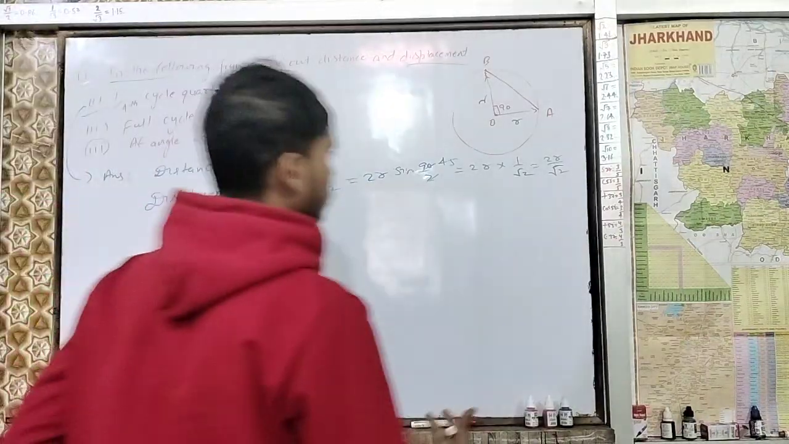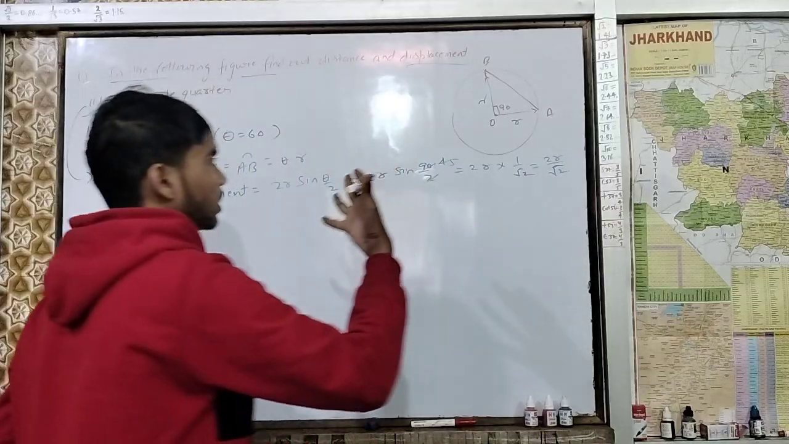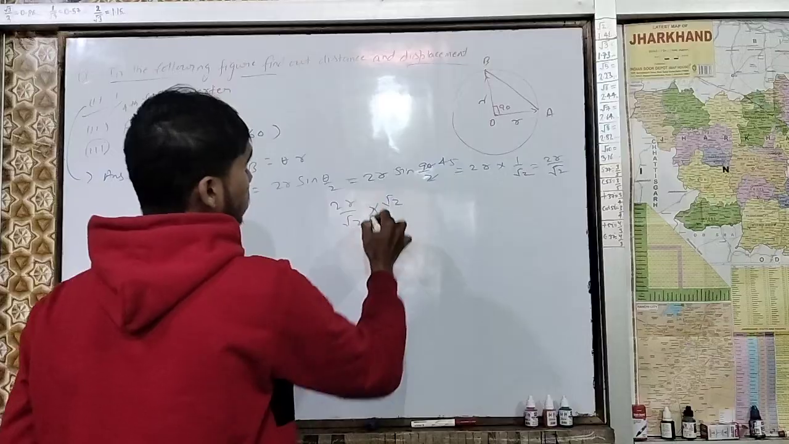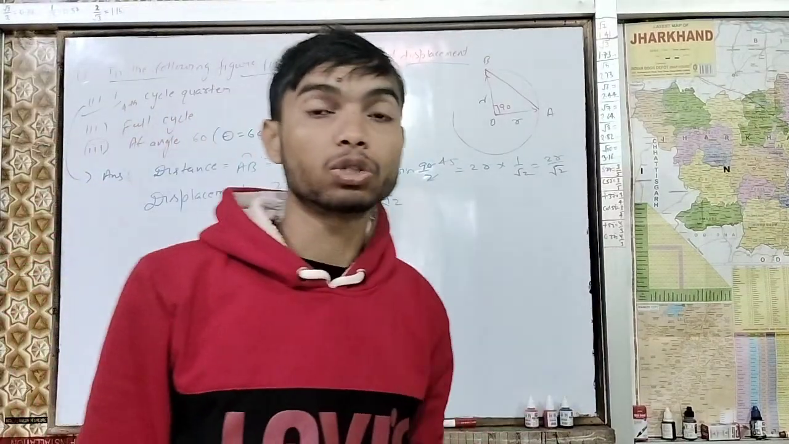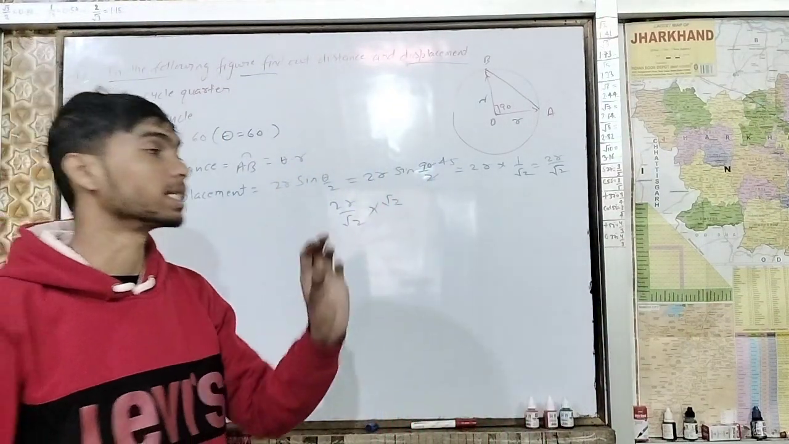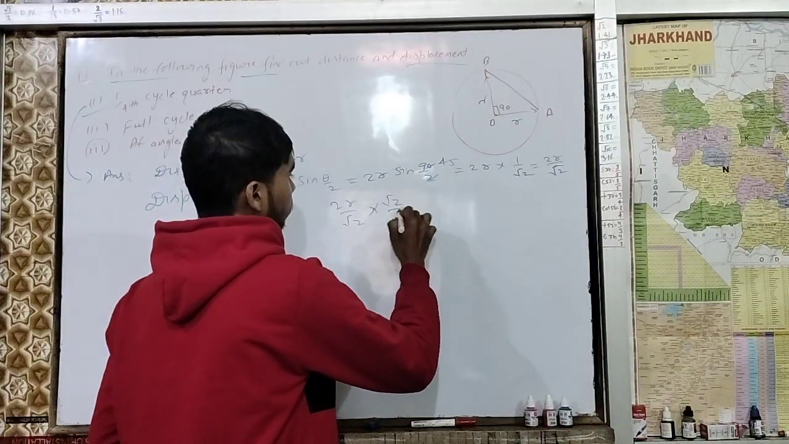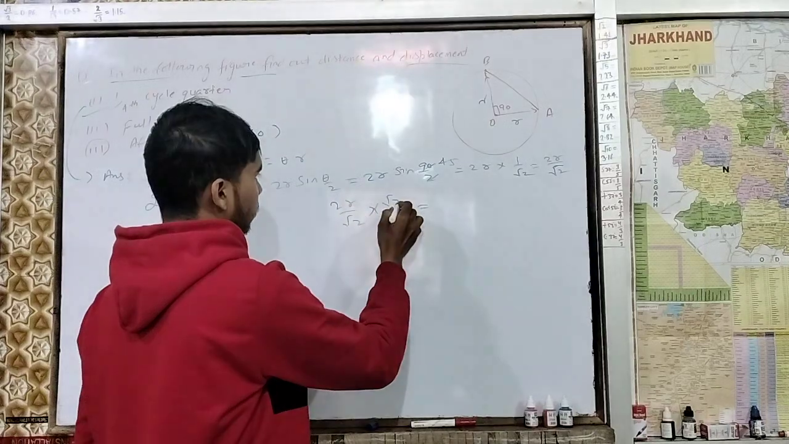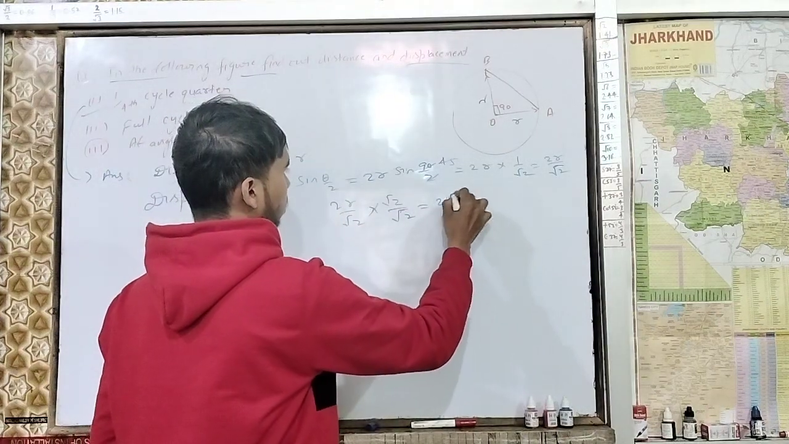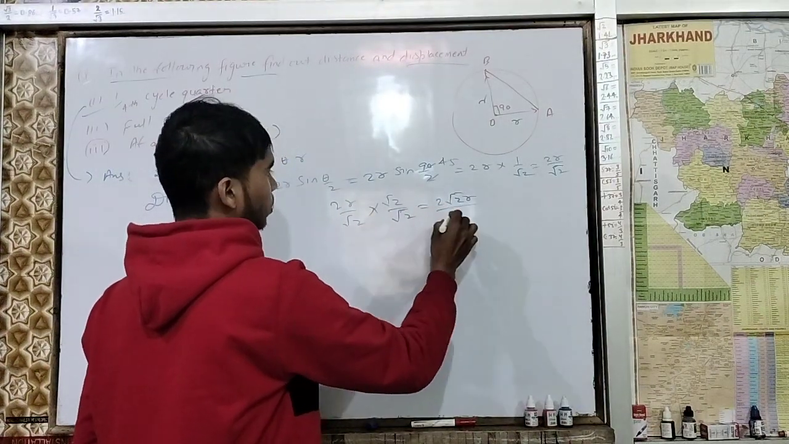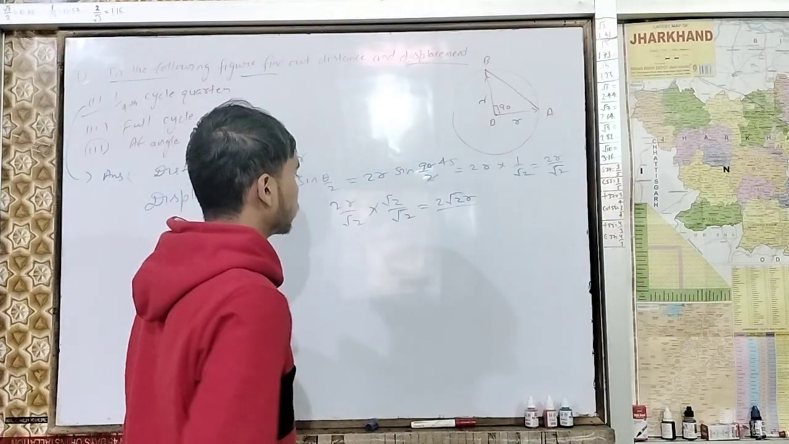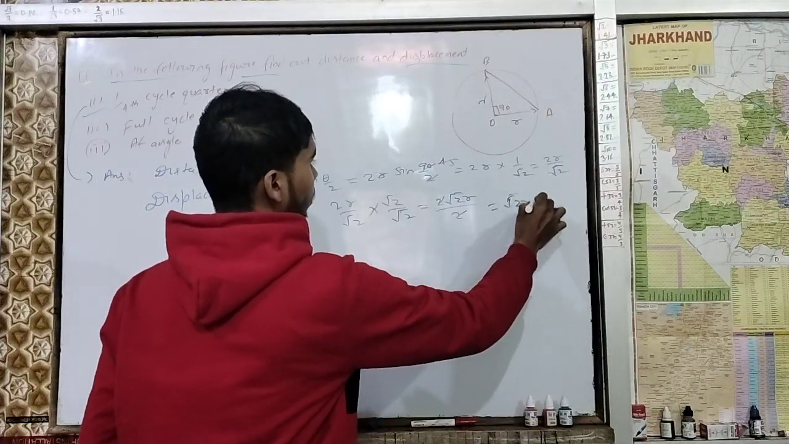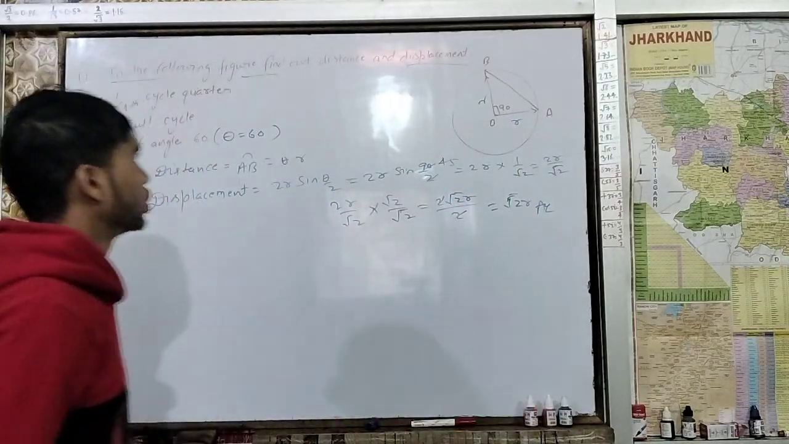You can simplify it further by doing rationalization. So 2R upon root 2 multiplied by root 2. We do rationalization so that we can remove the root which is present in the denominator. So root 2 upon root 2 will cut. So 2 root 2 into R over 2, and the 2 will cut this 2. So finally we got root 2 R. This is our displacement from A to B.